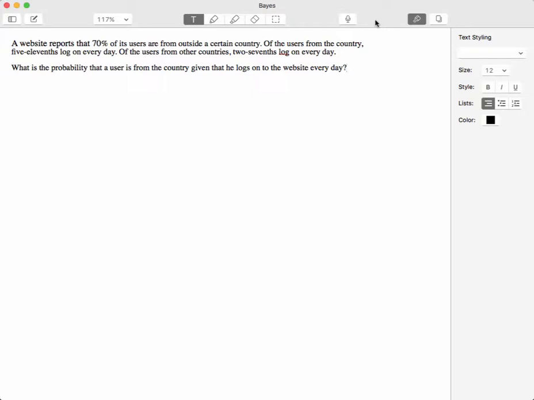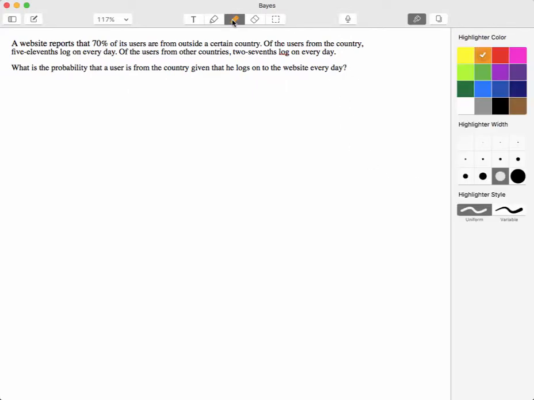So there's some clues to this problem that help me figure out what I'm going to do. First one here is the question is saying find a probability that something is true, that a user is from a country, given that they log on to the website daily. So that word given is the clue for conditional probability. Before the word given is what I want to find, and then after the word given is what needs to be true in the first place.